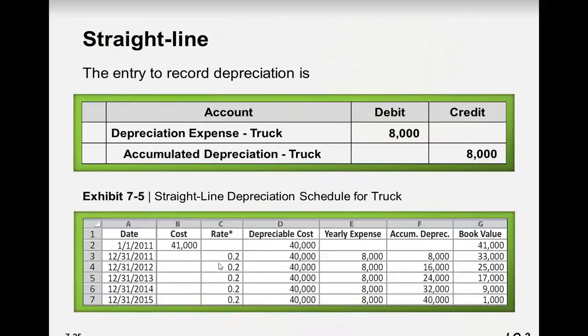If we look at this, they're showing us the rate so that when we get to the double declining balance, we'll know twice the straight line rate. But the rate is 20% per year.